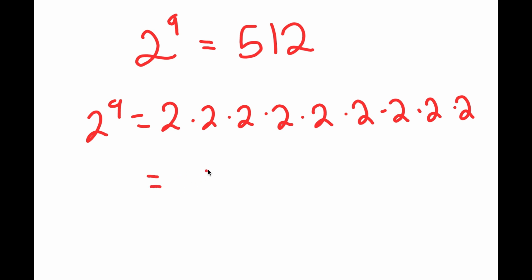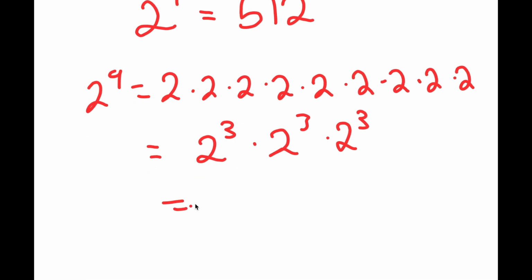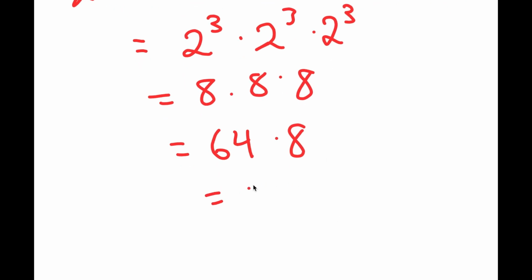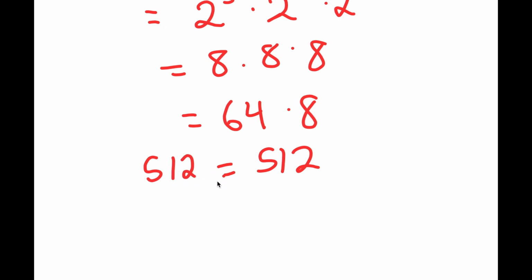And this is the same thing as 2 to the power of 3 times 2 to the power of 3 times 2 to the power of 3. 2 to the power of 3 is 8, so I get 8 times 8 times 8, which is equal to 64 times 8, and 64 times 8 is equal to 512. So I get 512 is equal to 512, and this is right, so my solution is right.